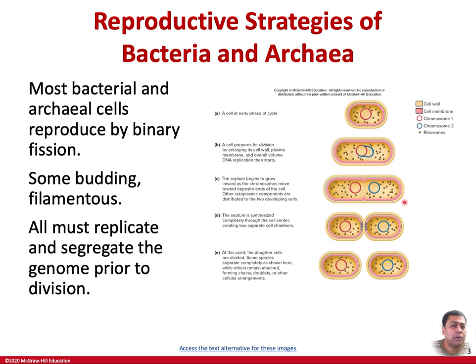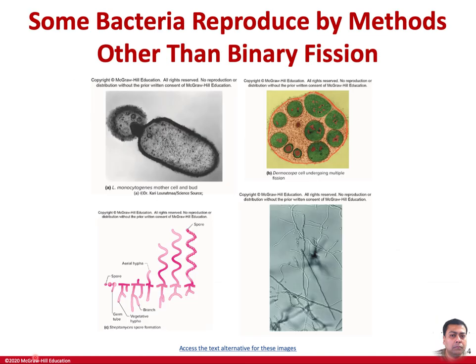The most important part is that before the cell separates into two individual cells, the DNA needs to be replicated and segregated towards the pole of each cell before the division of the cell happens. And the process is binary fission in bacterial cells as well as archaeal cells.